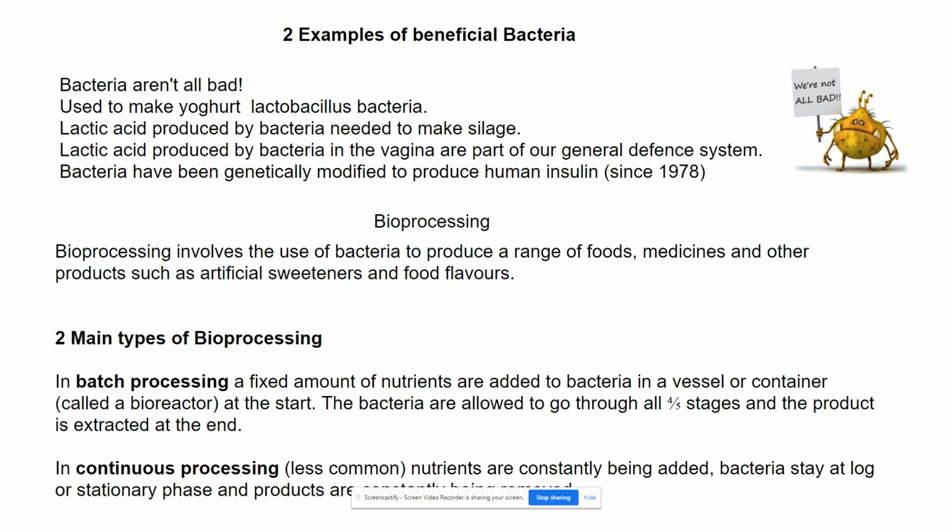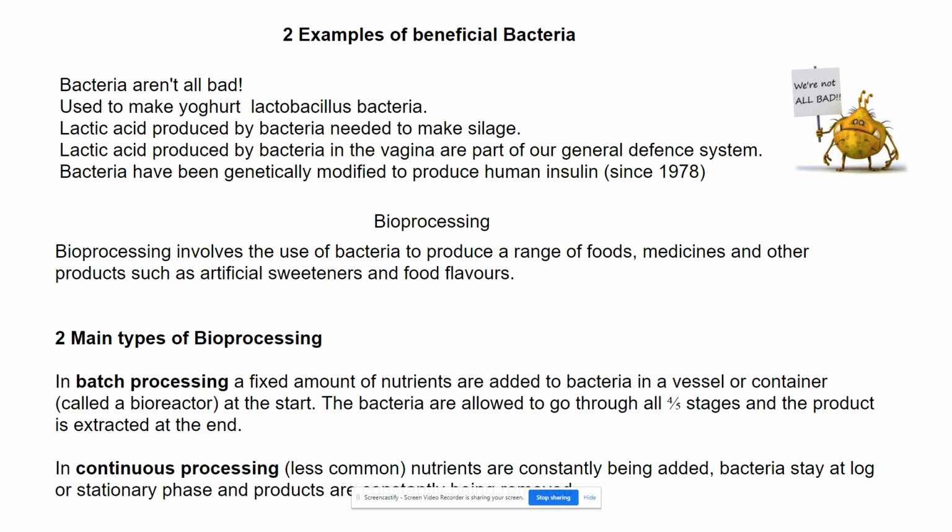Lactic acid produced in the vagina is part of our general defense system. It will kill bacteria. And since 1978, we've been able to genetically modify bacteria to produce human insulin. So it's producing a medicine. The term bioprocessing means using bacteria generally to produce a range of foods. It could also include making medicines and other products such as artificial sweeteners and food flavoring. You can think of yogurt production as a good example of bioprocessing.